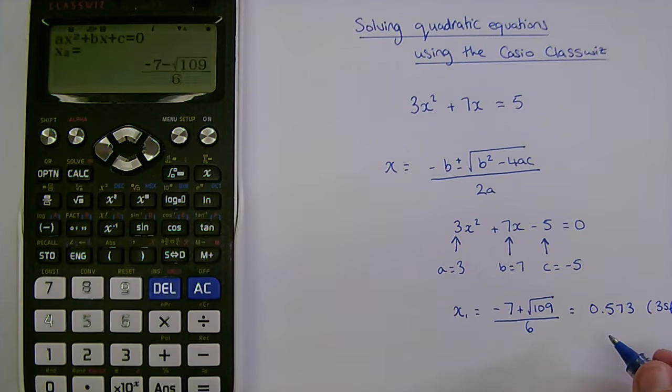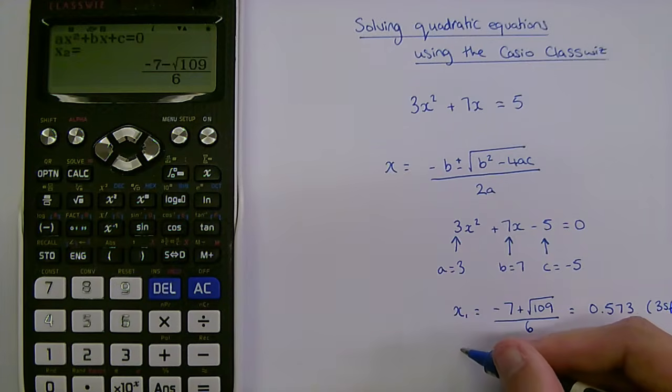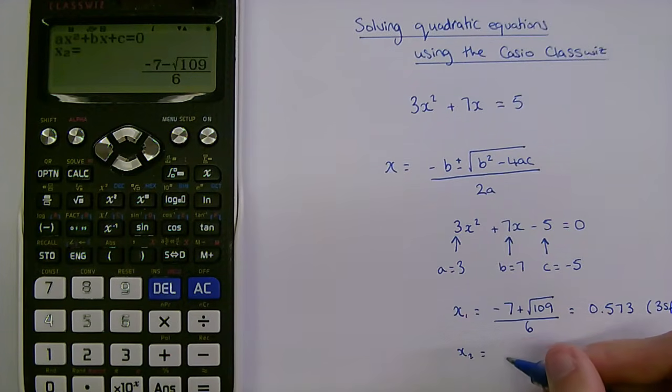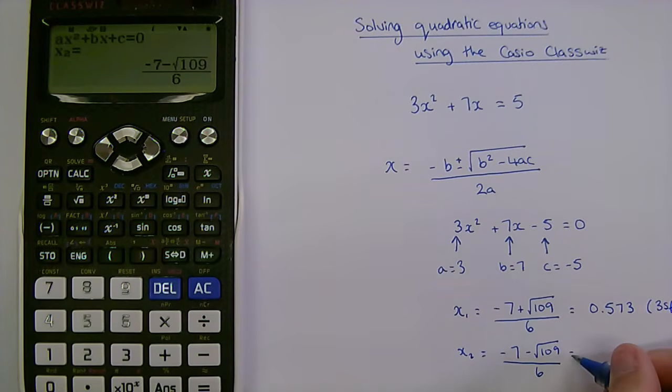And if I press enter again, it will give me the second x value, which will be minus 7 minus root 109, all divided by 6. And again, if I wanted that in decimal form, I press SD, and that would give me minus 2.91 to 3 significant figures.